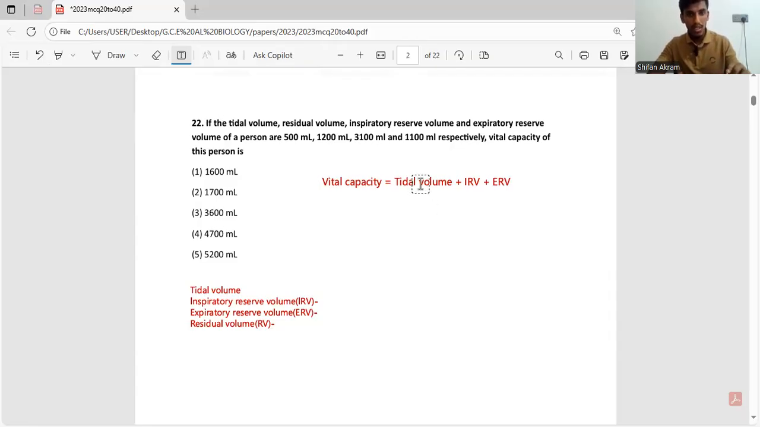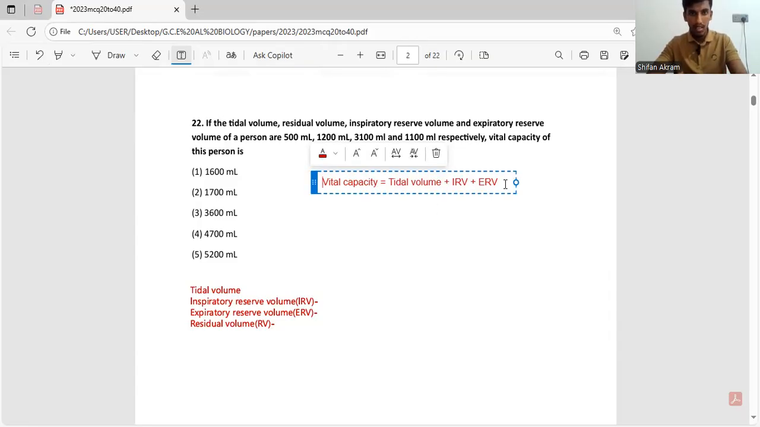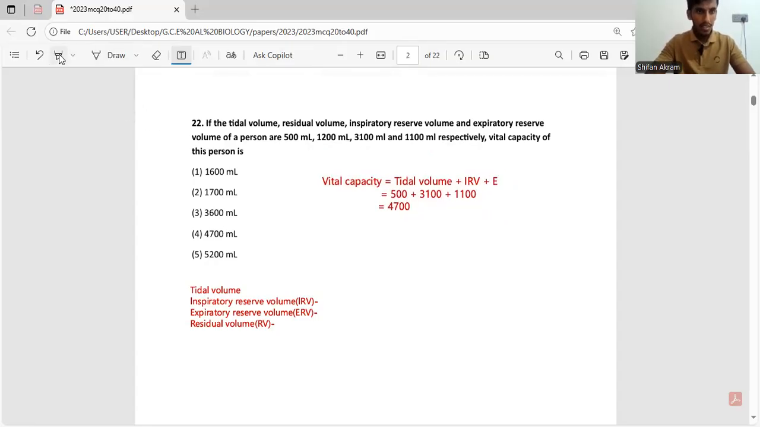Now let's go through the answers. What's the tidal volume? The tidal volume is 500, right? And inspiratory reserve volume is 3100 and expiratory reserve volume is 1100. Okay. And the vital capacity is 4700. The correct answer is the fourth one.